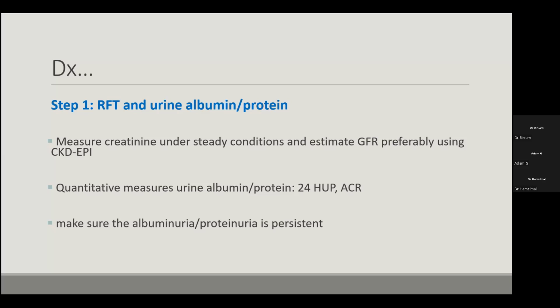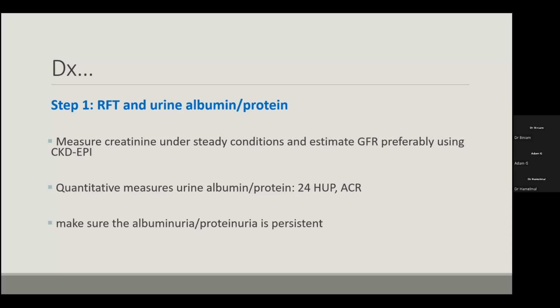The preferred equation is CKD-EPI, but you can use other equations, but you have to understand the drawbacks. I will not go into this in this lecture, but there are drawbacks with MDRD and other equations. CKD-EPI is the preferred one, but make sure the creatinine is stable before calculating GFR.